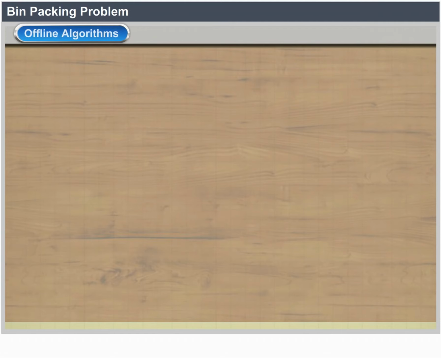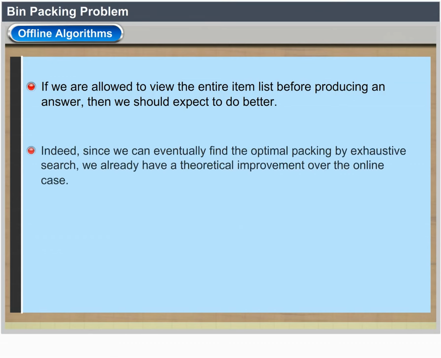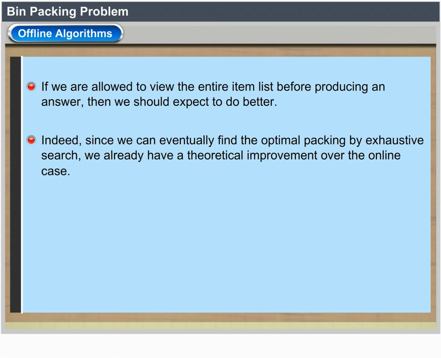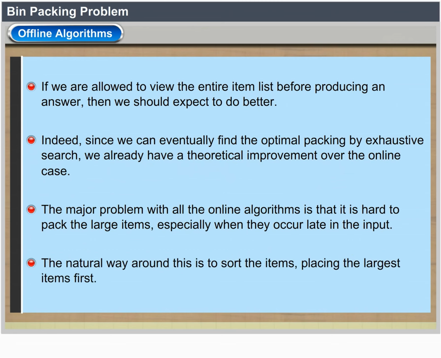Offline algorithms. If we are allowed to view the entire item list before producing an answer, then we should expect to do better. Indeed, since we can eventually find the optimal packing by exhaustive search, we already have a theoretical improvement over the online case. The major problem with all the online algorithms is that it is hard to pack the large items, especially when they occur late in the input. The natural way around this is to sort the items, placing the largest items first.